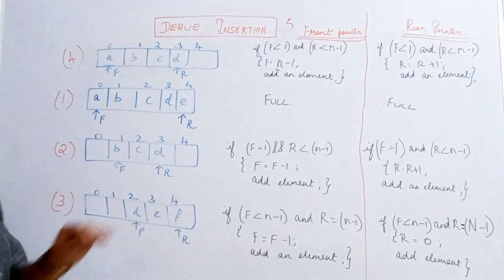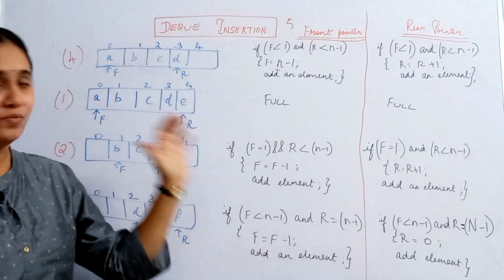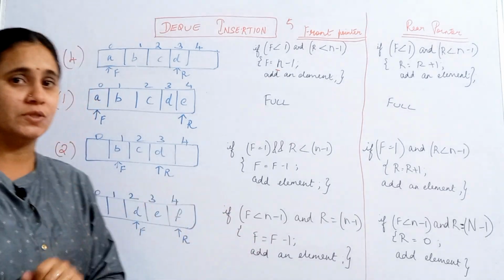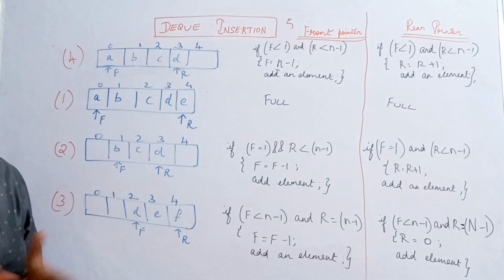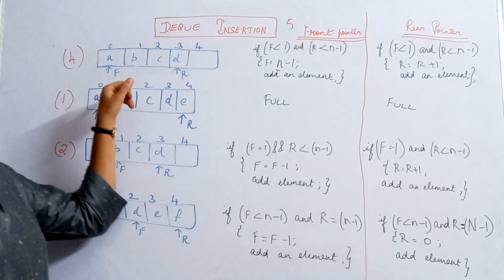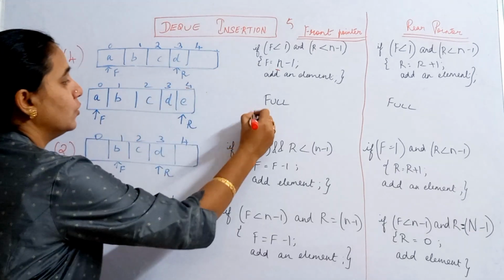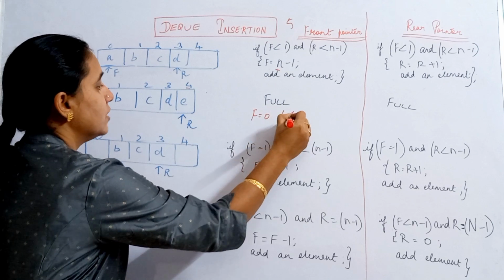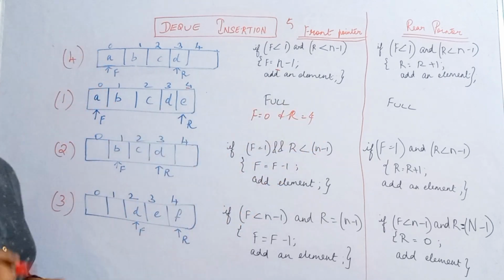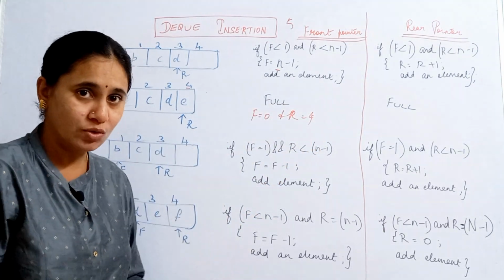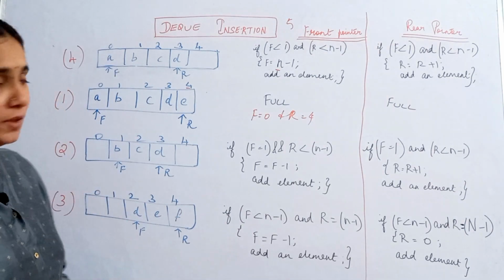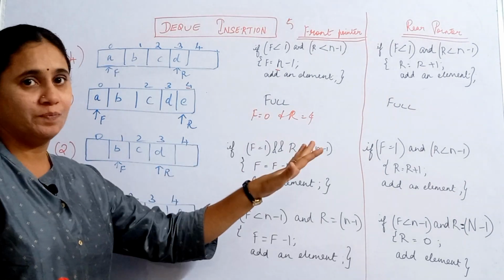So meaning the structure is full, we cannot store the elements. In this case, what will be the condition? f value is 0, isn't it? r value is 4. F value is 0, right? And r is equal to 4. So in this case, is it possible for us to store the elements? No, it is not possible. So it will display as full, right?